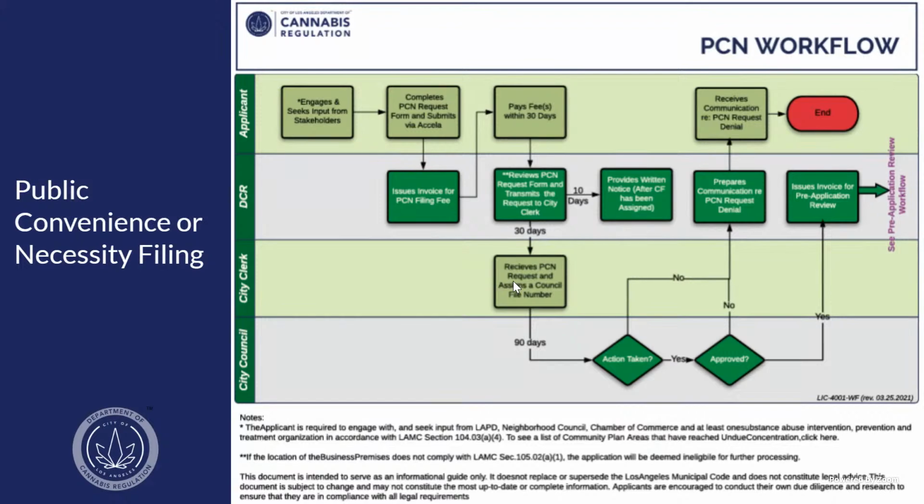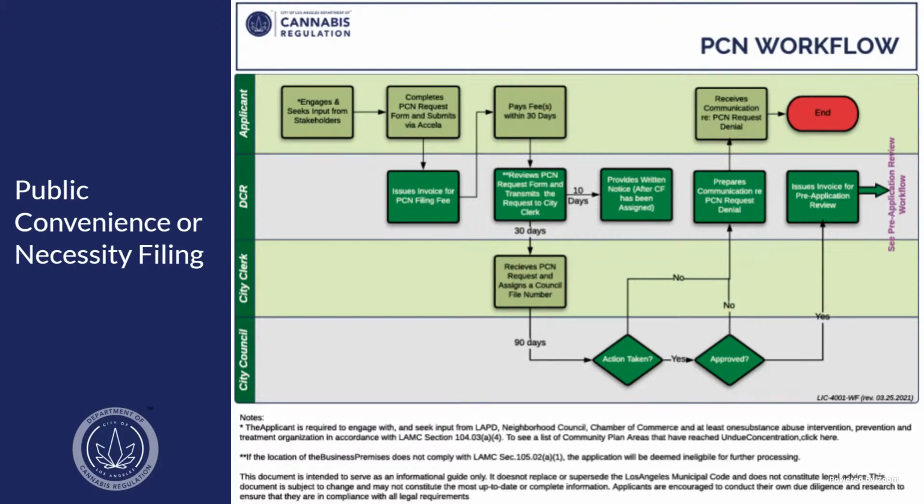If within the 90 days, council makes the PCN finding, then DCR has the ability to allow the pre-application record to move forward, and then you would be able to submit an application. So really the only difference in this process is the pre-application review is going to come first. You'll have peace of mind that it's properly distanced from sensitive uses.